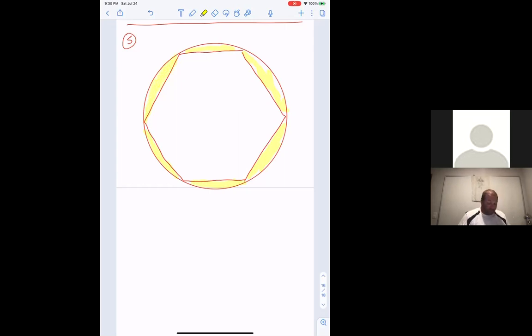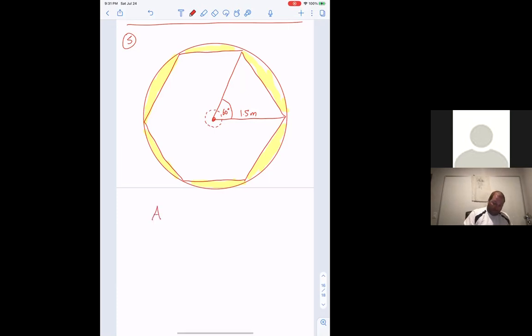It says a landscaper builds a regular hexagonal patio in a circular garden. The area not covered by the patio will be covered in grass. The radius, so we go to the edge, is 1.5 meters. Find the area covered by grass. In other words, we want the shaded region. Again, if you imagine a full circle here, this part is going to be 60 degrees because there are 6 congruent triangles. 360 divided by 6 is 60. And that's really all we need.